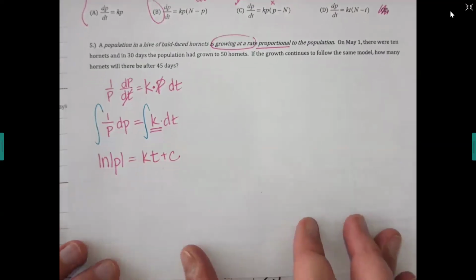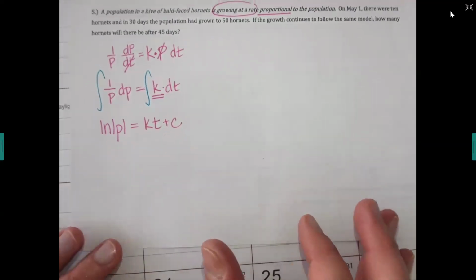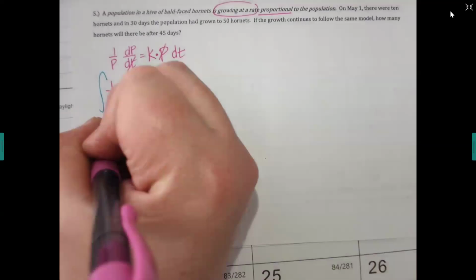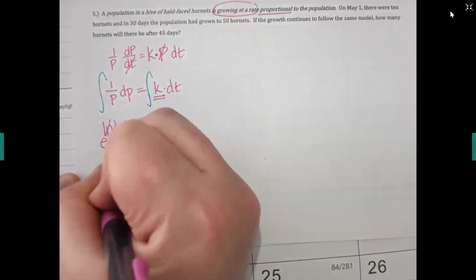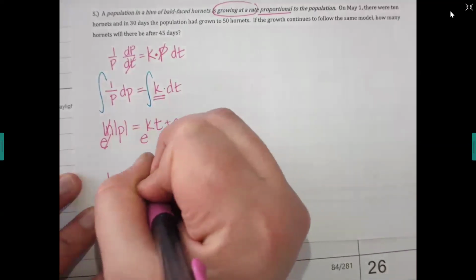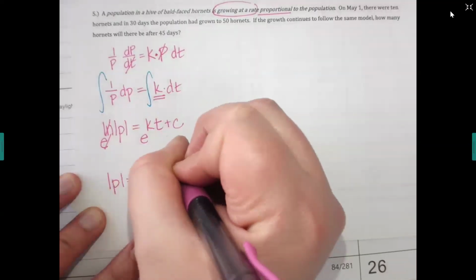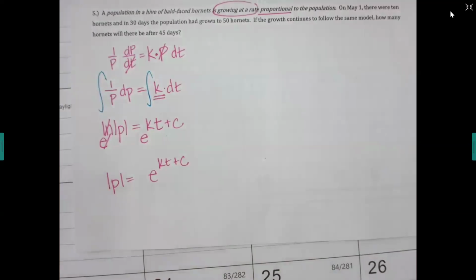Next step, remember, I want that P by itself. How do I undo the ln? E both sides just like we did on the notes. So I have P equals e to the kt plus C. Okay, now we're going to do something a little weird that you're not going to do on the Delta Math. On the AP test, you'll do it, but not on Delta Math, or it'll make your answers harder.